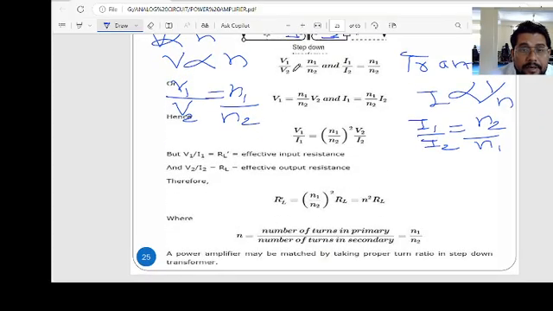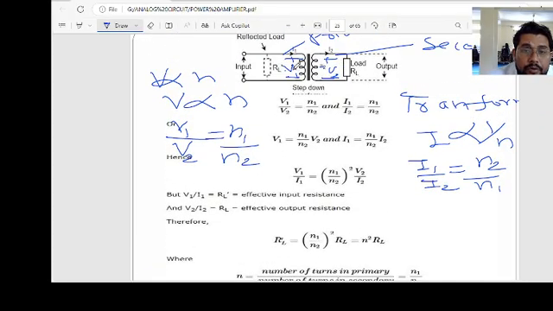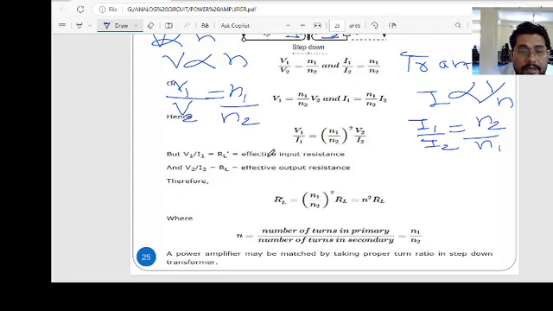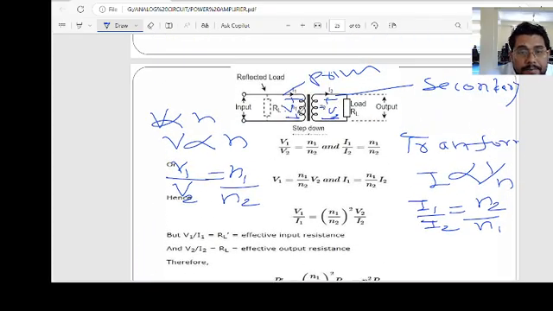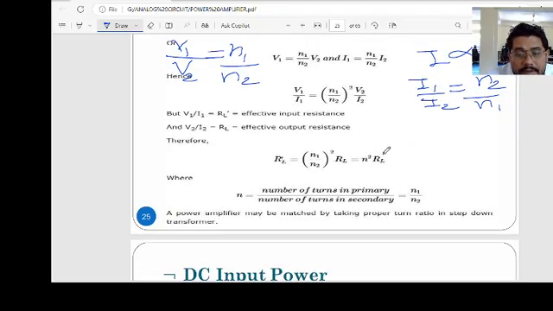V1 by I1 is R1, the primary coil. We take the primary coil voltage and primary coil current. This is called effective input resistance, and V2 by I2 is called effective output resistance. Therefore RL dash equal to N1 divided by N2 squared into RL. This RL dash is primary here, and RL is at the output voltage.